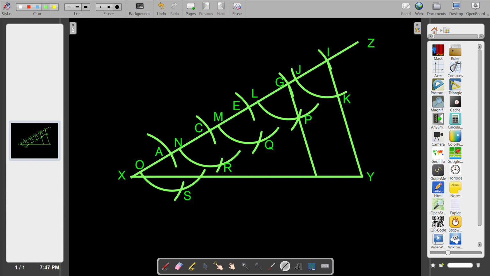Now join G and P and extend it, and let us suppose that the extension of GP cuts the XY at the point, suppose that H.